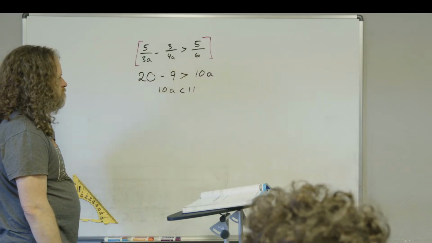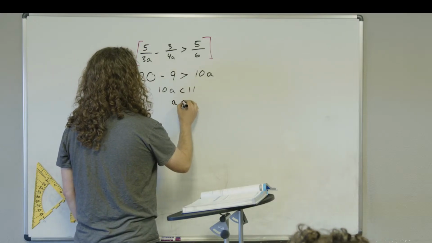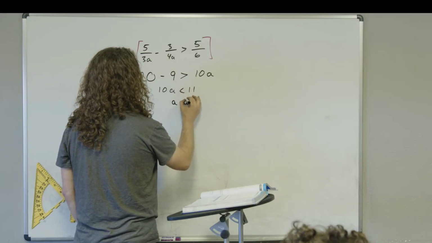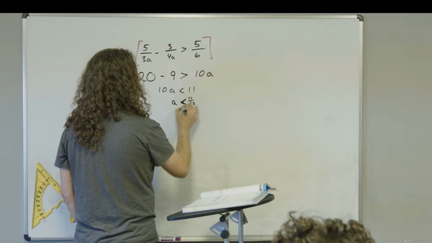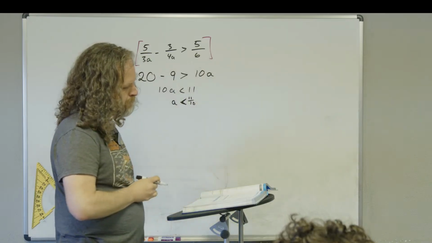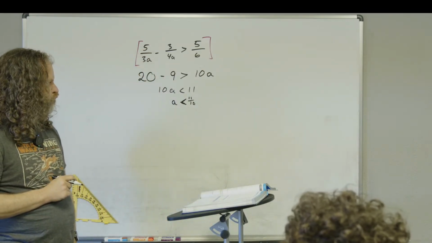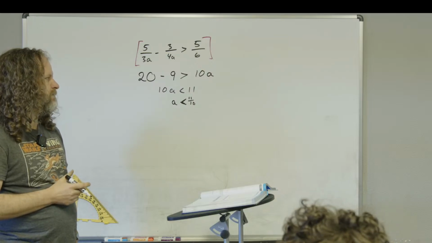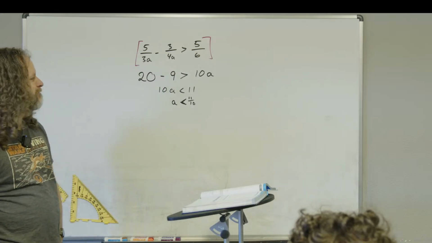Divide by 10. a is less than 11 tenths, or 1.1. But do you want the fraction, or would it be okay to do the decimal? Decimal's fine. The fraction's easier because it just spits out the answer.